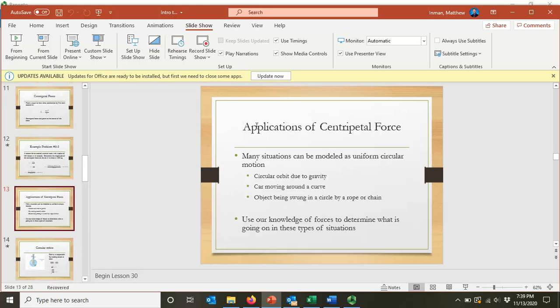So in the next few lessons, we'll start to look at some applications of this motion and how we begin to describe these various applications. The first application that I'll look at is the circular orbit due to gravity, and what are some things that come out of our equations for uniform circular motion.